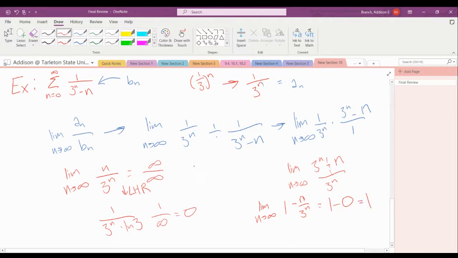So therefore, we get a finite number. And we know that a_n is convergent. So therefore b_n, and so our original series, has to be convergent as well.